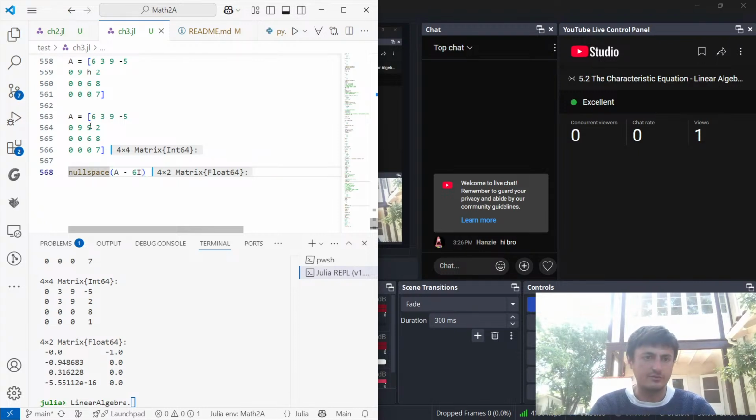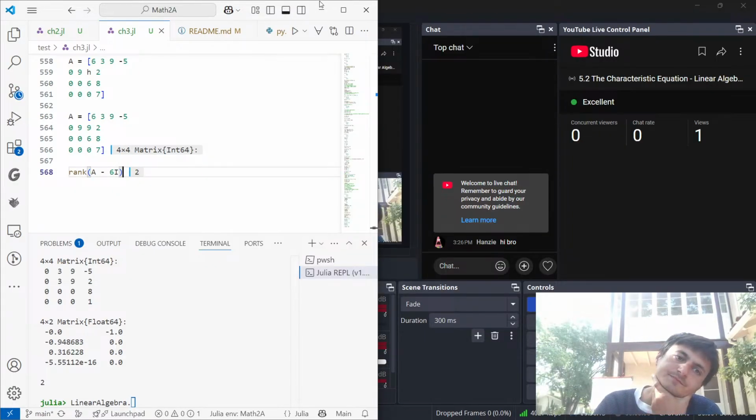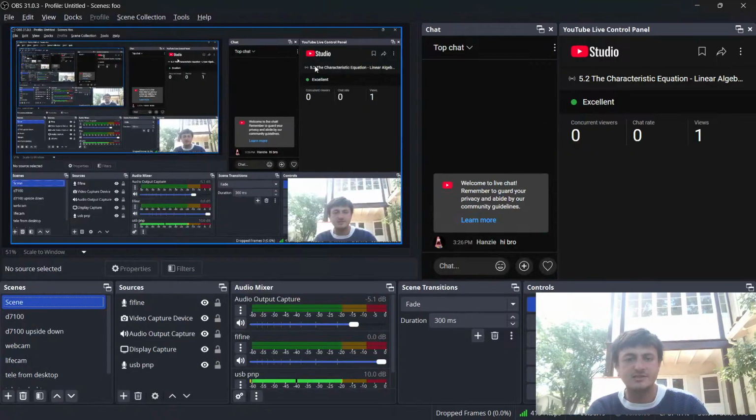Okay, so the null space is dimension 2. But what we could do is compute the rank, and the rank is 2. Okay, so it's 9 because then you create a dependence. All right.